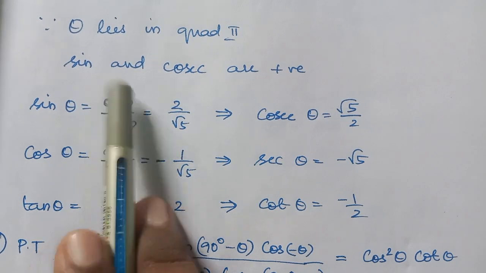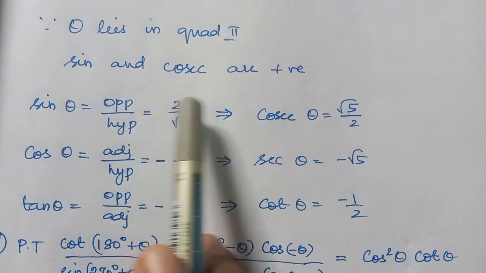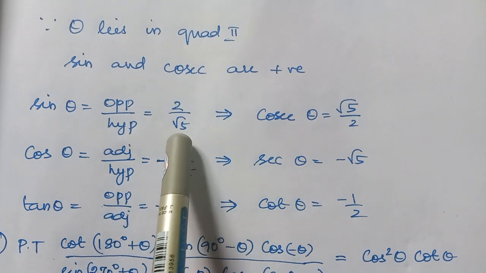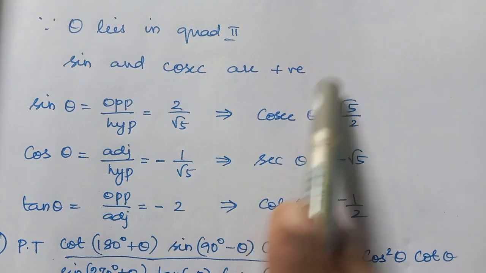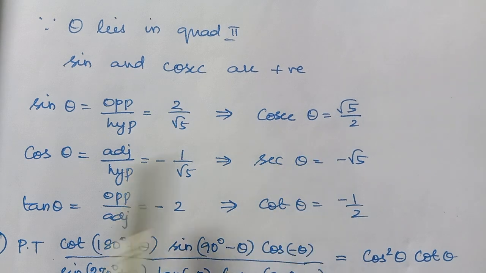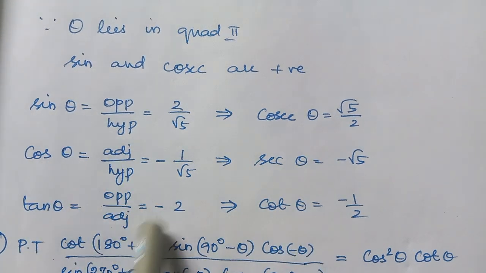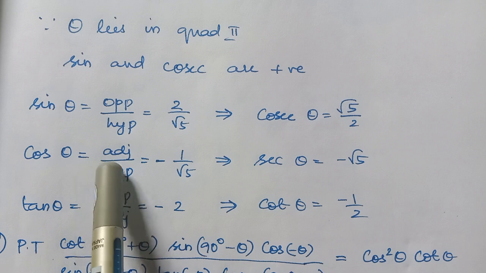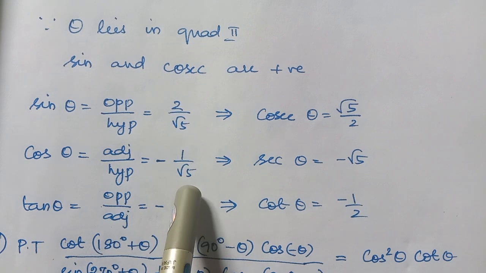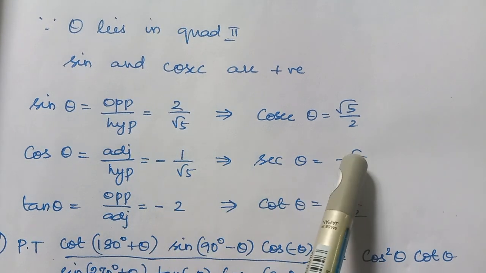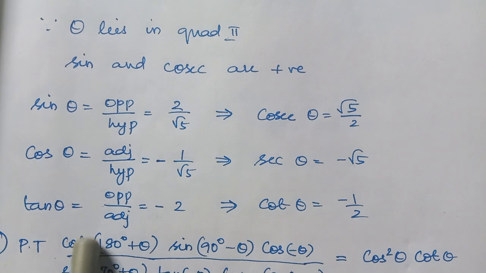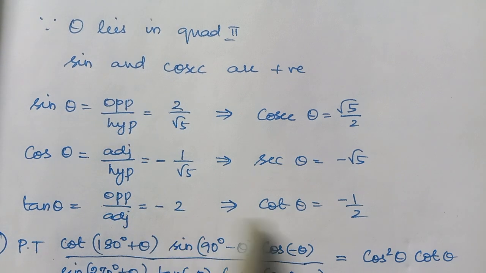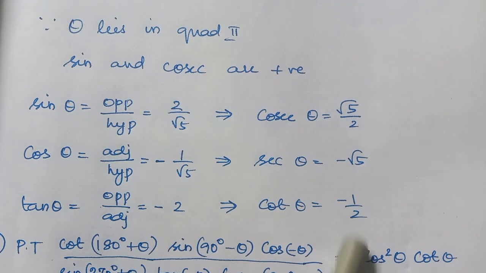Sin theta is equal to opposite by hypotenuse, which is the opposite side divided by the hypotenuse side. Cosecant is just the reciprocal. Both are positive. But for cos and tan, I put minus in the front. Okay. So adjacent side by hypotenuse, 1 by root 5, put a minus, then write the reciprocal. Tan theta is already given in the question as minus 2 and its reciprocal is cot theta.